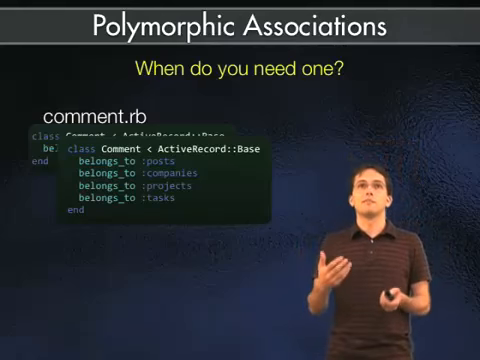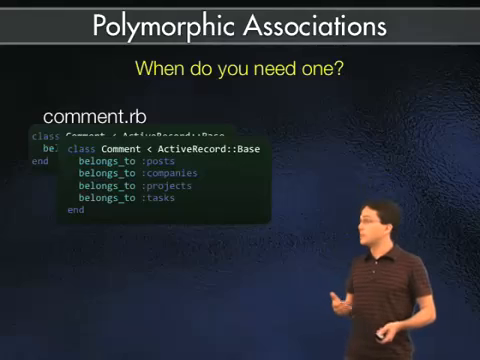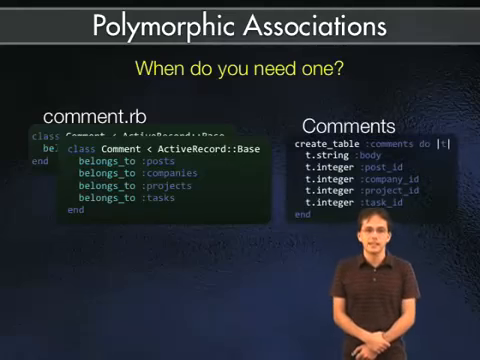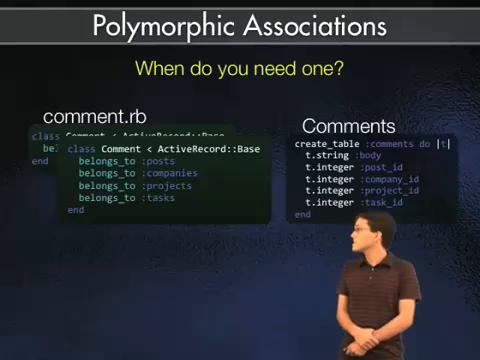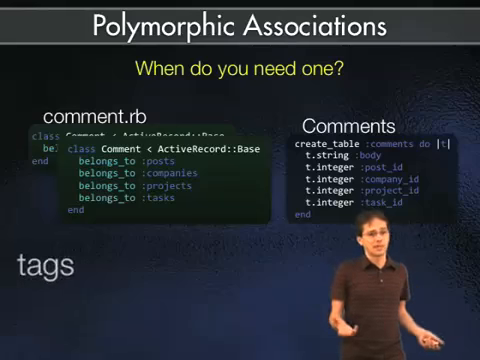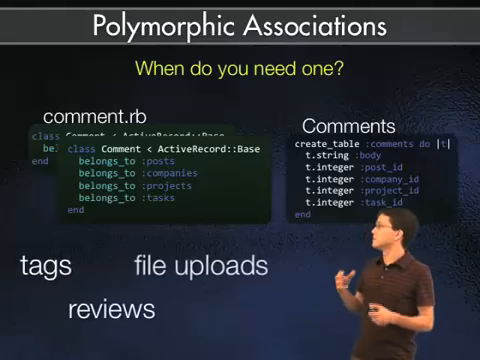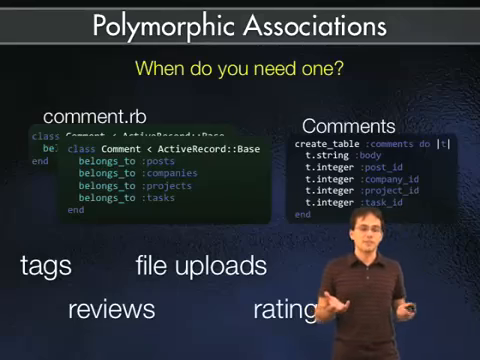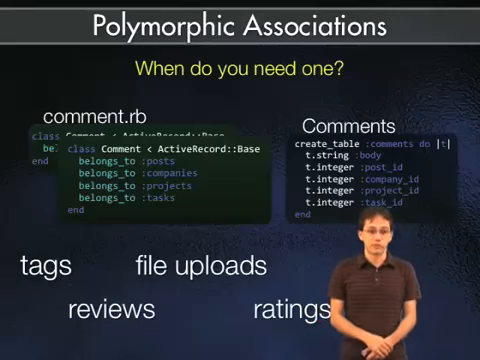And soon enough, our model gets a little bloated, and our database ends up looking something like this, where we've got a bunch of different foreign keys, and that's just sort of sloppy. And you can find this with other sort of models, like maybe you like to tag a bunch of stuff, maybe you like to review a bunch of stuff, file uploads, ratings. These are all good examples of where you might want to use a polymorphic relationship.